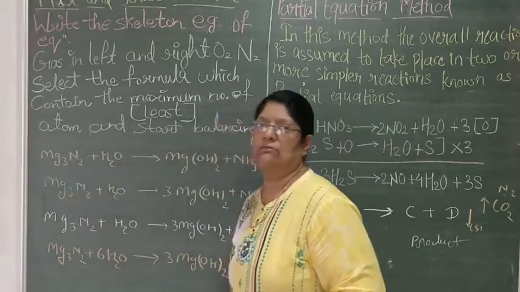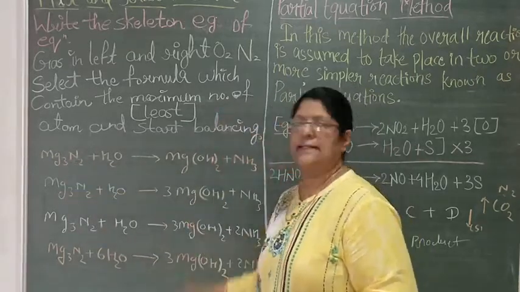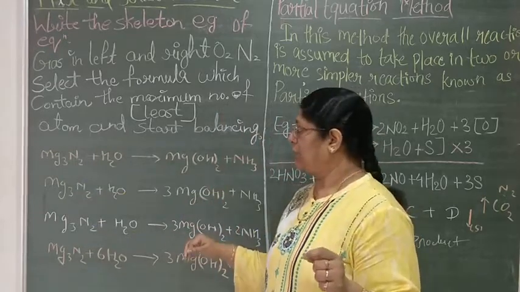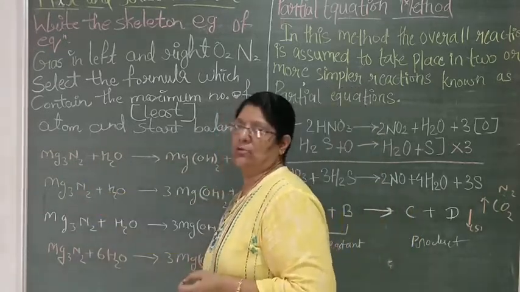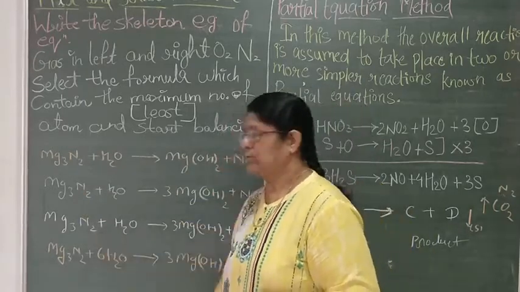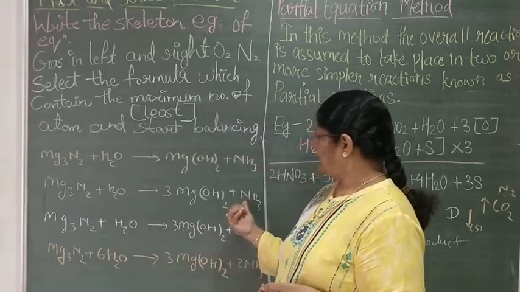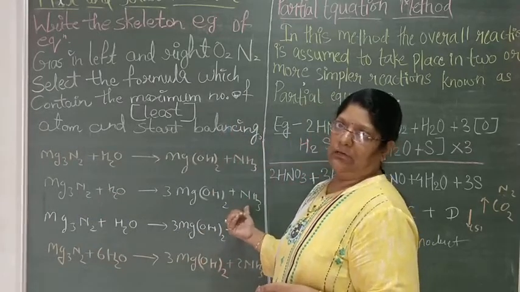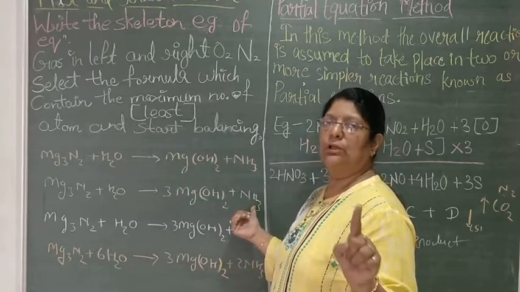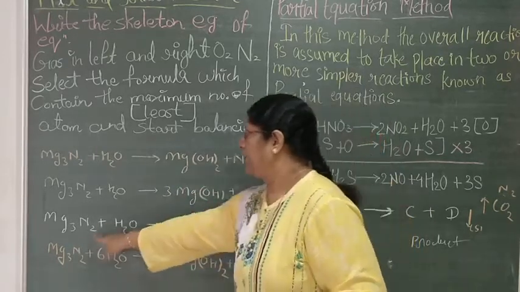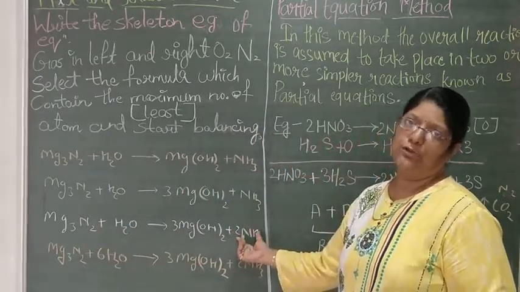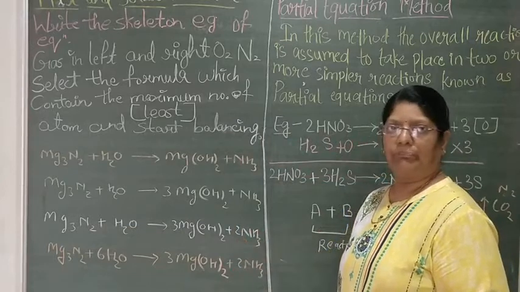Earlier 3 magnesium was on the left side, now on the right side also 3 magnesium, but only magnesium is balanced. Now I will try to balance nitrogen. In the second step I am balancing nitrogen. How many nitrogens are there? 2. And after conversion of reactant to product, I am getting only one molecule of ammonia, meaning only one nitrogen, and here it is 2. So I will multiply this ammonia molecule by 2. So it is 2NH3.